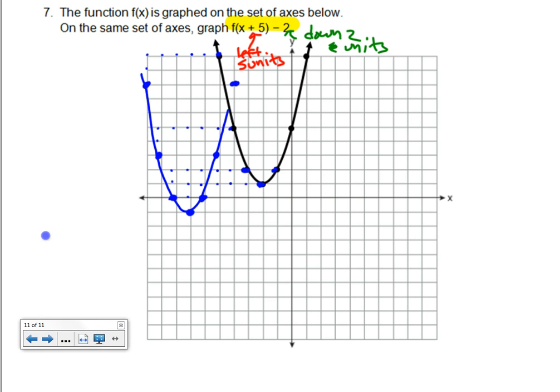Okay, and there were problems like this on last June's Regents exam.